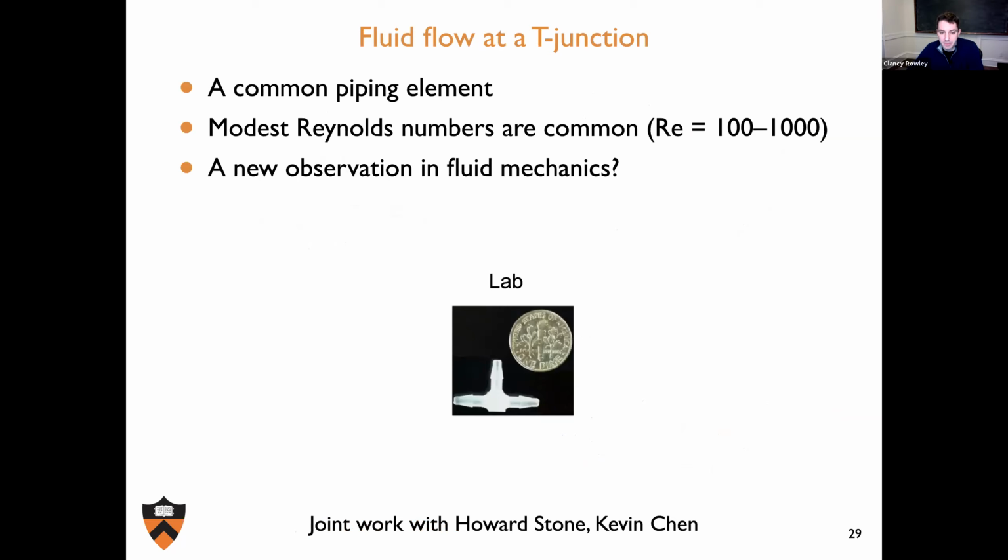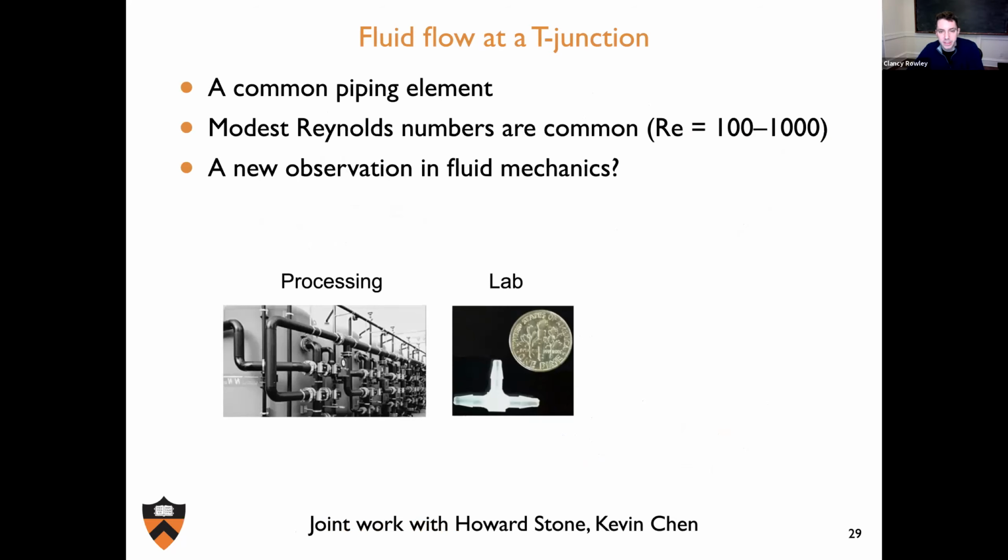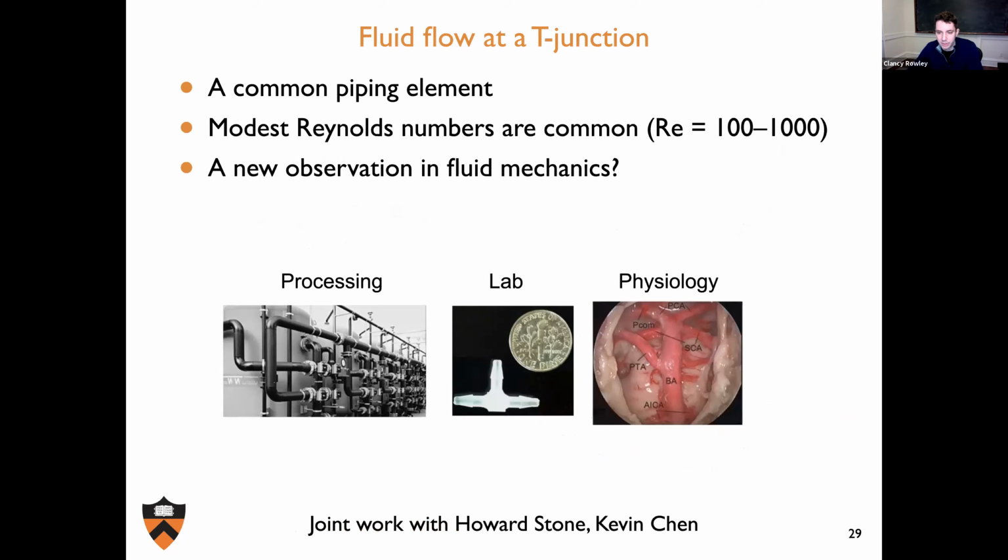It's a common piping element, at these small scales in a lab, bigger scales in processing, and this practical thing occurs in a lot of situations, even inside your body, in your blood vessels. There are lots of these T-junctions. So this is joint work with Howard Stone and Kevin Chen, who was a student of ours. And I think, before these folks looked at this, this phenomenon had not been seen before.